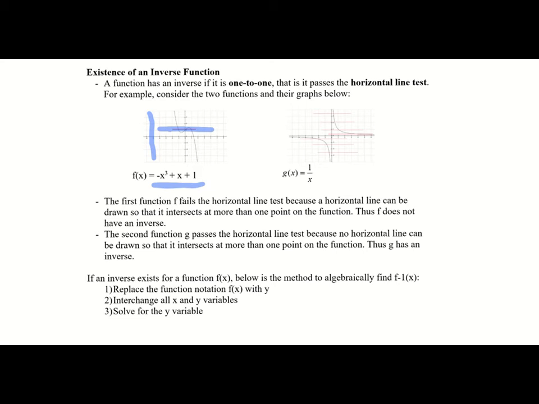Now, the second function, you can see if you look at these lines, it's a little hard to see, but it does pass that horizontal line test. So that means that this function does have an inverse. And so if we know a function has an inverse, we can find that inverse algebraically by first taking away the function notation and putting in a y. So we make it y equals instead of f of x equals. Then we interchange x and y variables. So we swap x with y and y with x and solve for y. And that will give us the inverse function.